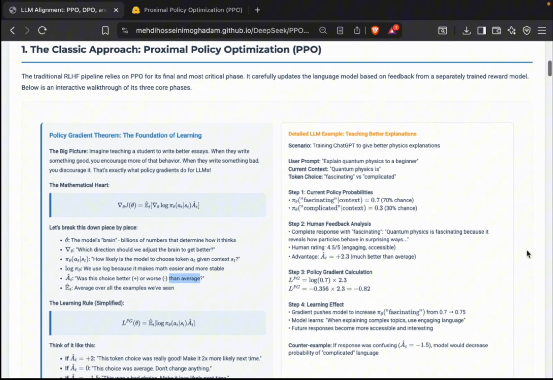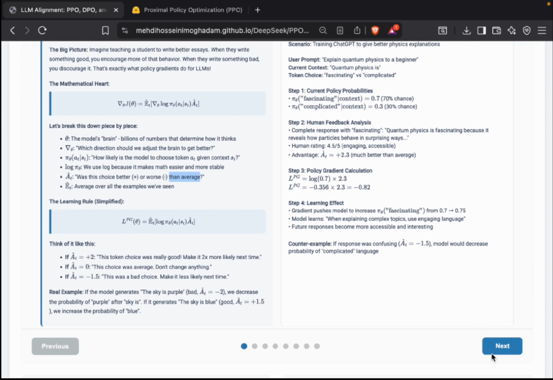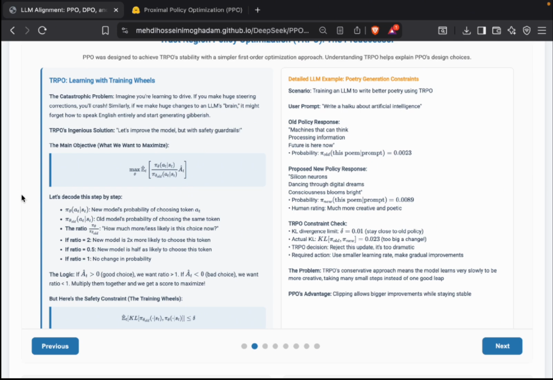So let's jump into the next section of it.